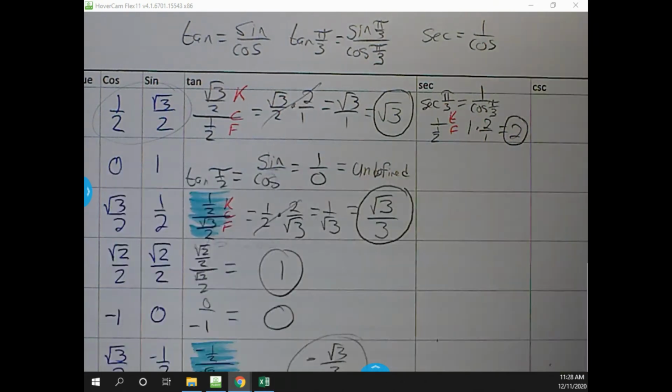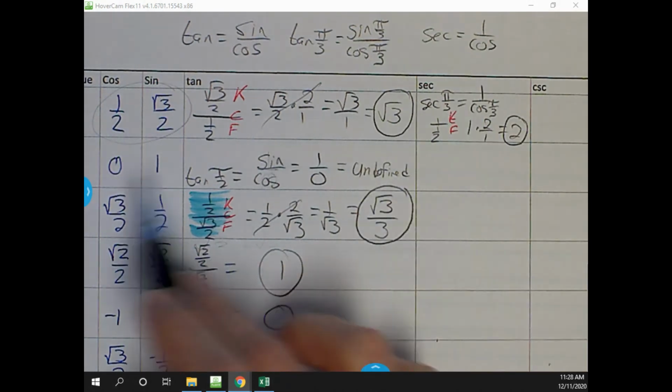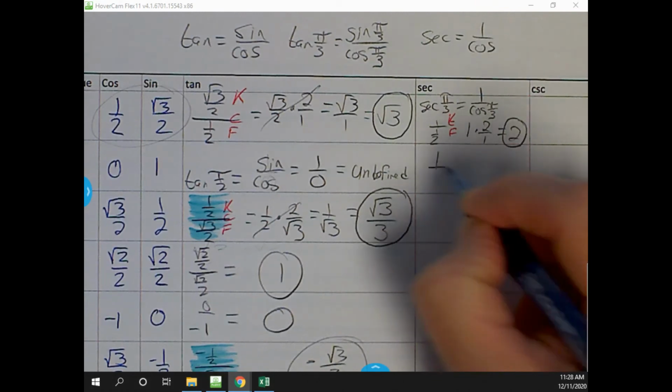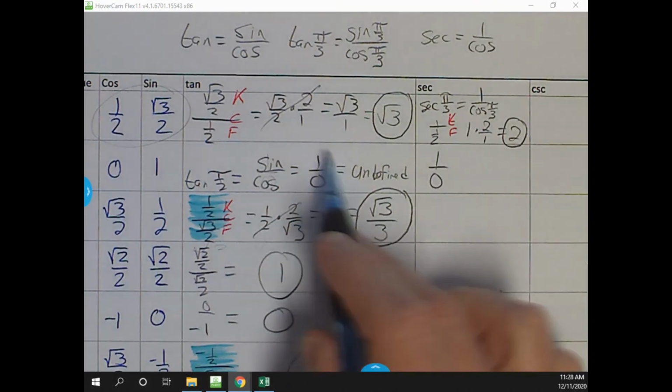Okay. All right, when we do this one, this is a lot better. This is the secant of pi over 2, so we need 1 over the cosine. Well, that's 1 over 0, and we had that part right here. That's just undefined.